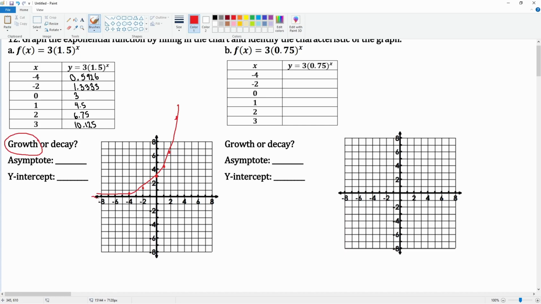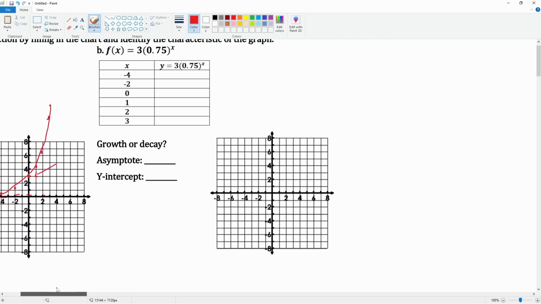The asymptote is this line down here, which is going to be y equals 0. Then the y-intercept is right here at the point 0, 3, which is also being visually shown there and there as well.